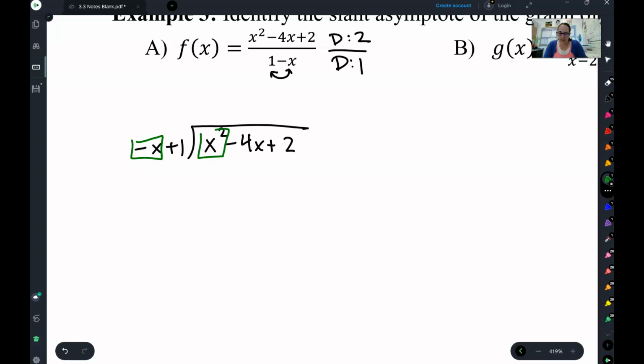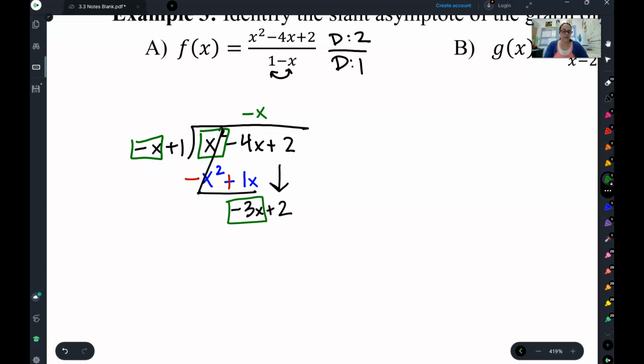Start with negative x times what is x squared? That'd be a negative x. Then we distribute in. Negative x times negative x is x squared. Negative x times positive 1 is negative 1x. Now we're going to change all the signs, subtract, aka change all the signs. X squared minus x squared goes away. Negative 4x plus 1x is negative 3x. And then bring down the 2 and do it all over again.